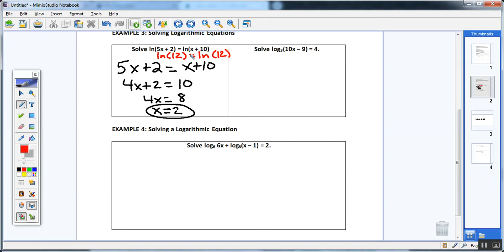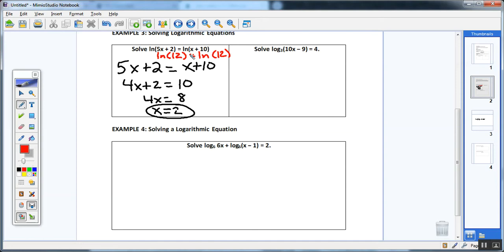So what I'm telling you is this. If you ever have a logarithmic equation where you have one log on the left, one log on the right, take the parts that are in what? And set them equal to each other. Okay? Very similar to what we had when we had common bases. Okay? If you have common logs, set the parts in parentheses equal to each other. Okay?